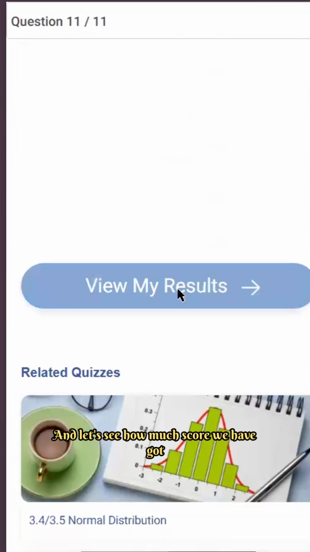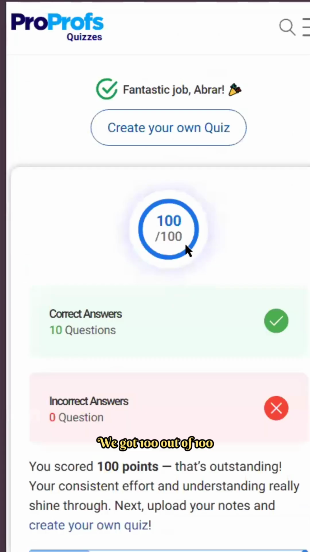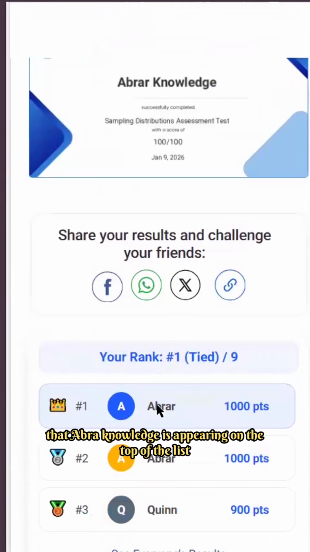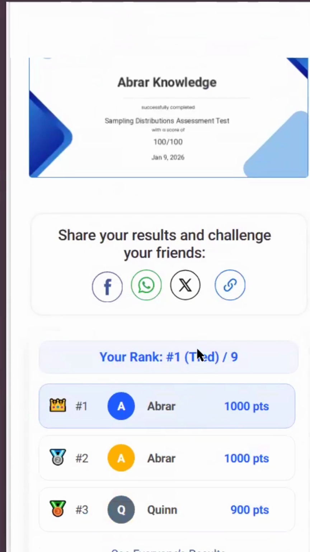Let's see how much score we have got. We got 100 out of 100, and we got the certificate also. And you can see that Abrar knowledge is appearing at the top of the list. So thank you so much.